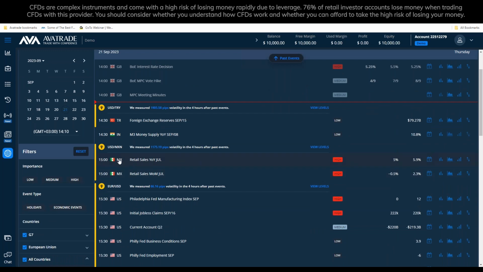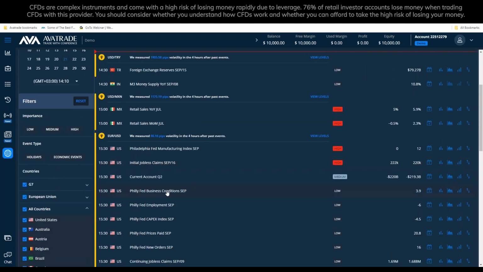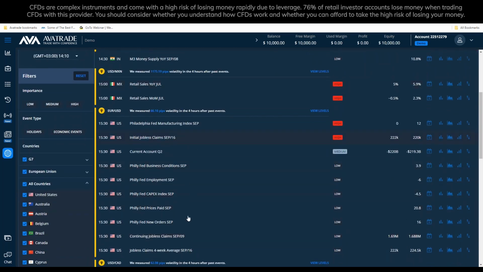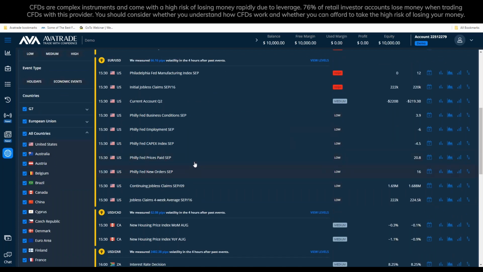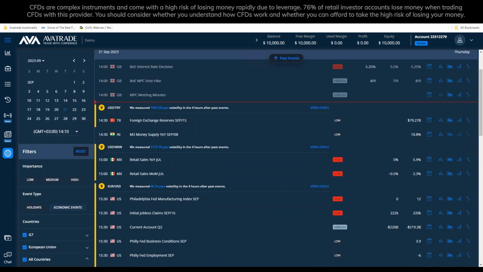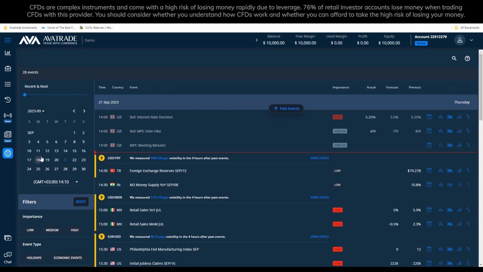You see there are all kinds of things here. Mexico, Turkey, UK, US, right? Now I don't have to go through all the currencies and countries that I don't really need. So what can I do? You see here the left-hand side of the economic calendar. What I'm going to do is scroll down a bit.